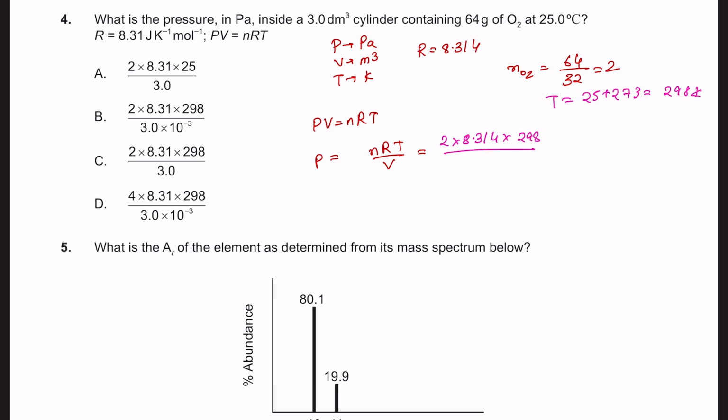Now the volume is 3 dm cubed, right, which is 3 times 10 to the power minus 3 meter cubed. So if I compare this with 2 times 8.01, it exactly matches option B. The answer to question 4 is B.